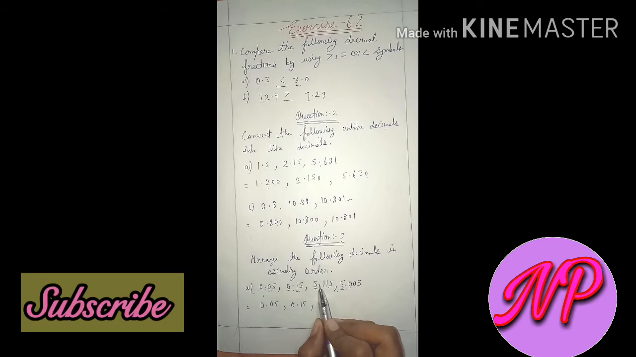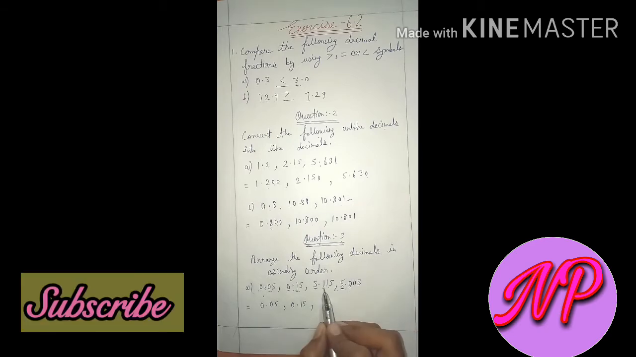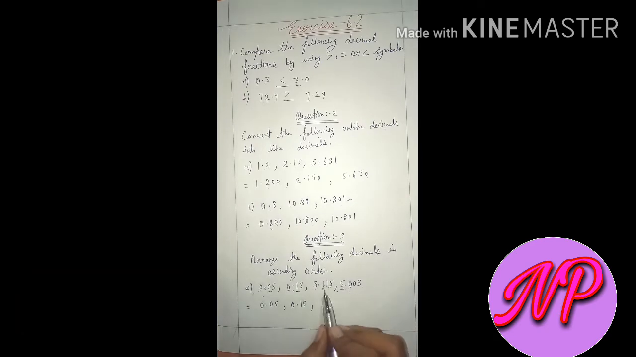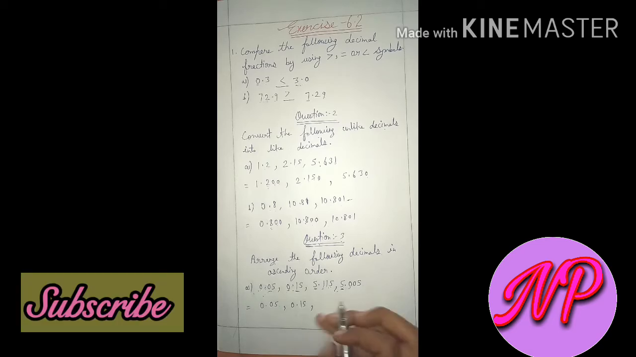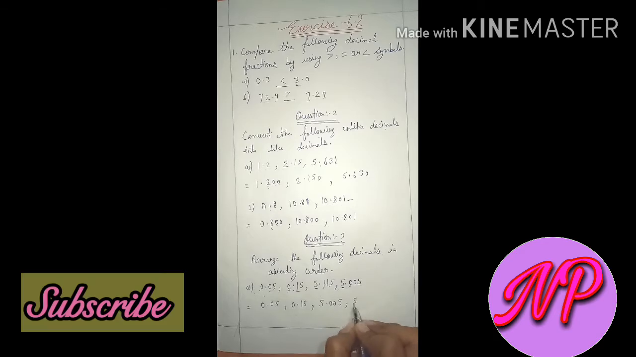That's why we will check after the decimals, and after the decimal on the 10th place here 1, and here on the 10th place 0. Which one is greater? This one, 5.115, and firstly we will write the smaller, 5.005, and at last 5.115. This is the answer. Got it?